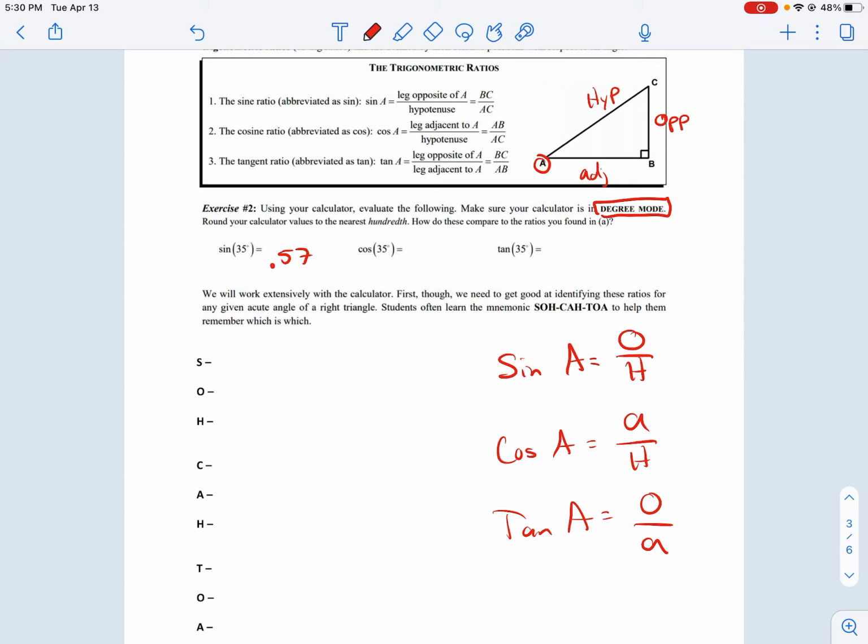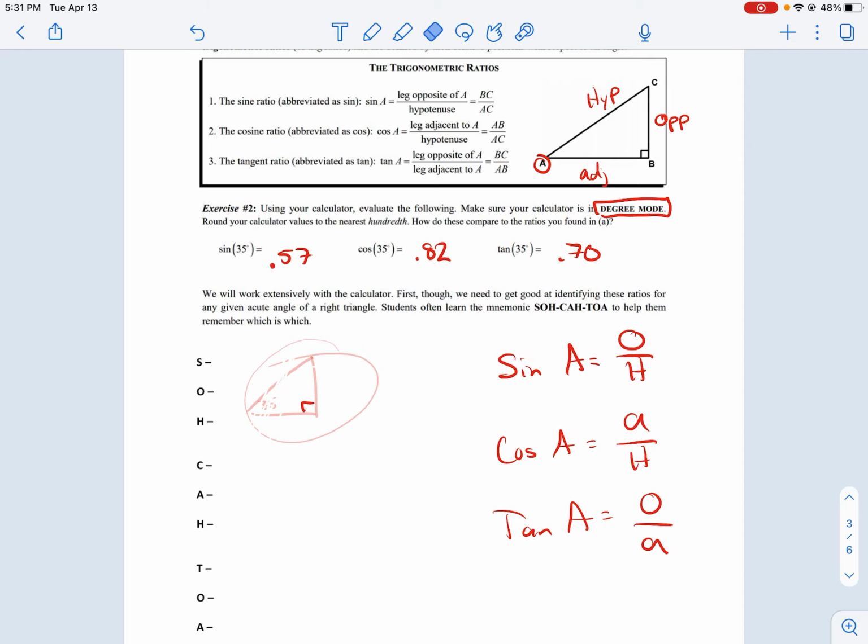Okay. Cosine of 35.82. Tan of 35.70. Okay, and you have to make sure your calculator is in degree mode. And these are the ratios for any right triangle that has an acute angle of 35 degrees. No matter what the size is, as long as they have those two pieces of information, those ratios created by our triangle will always be the same.